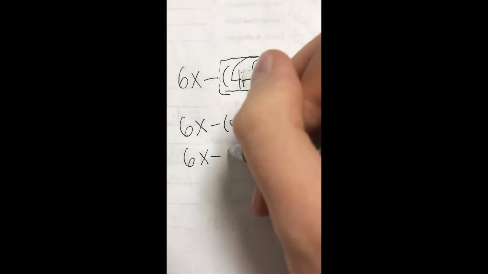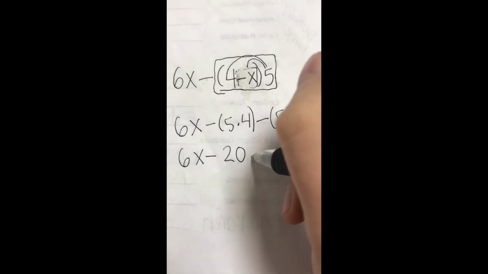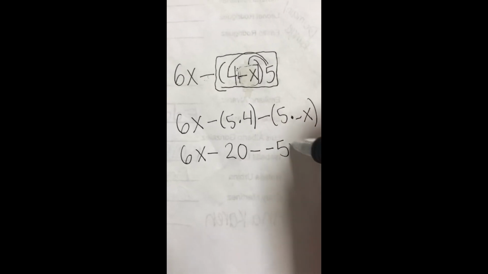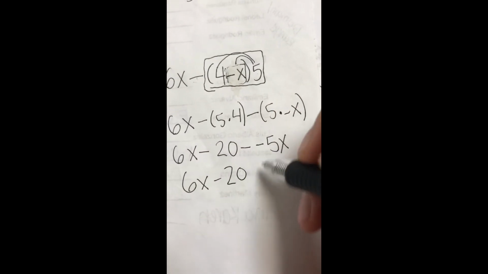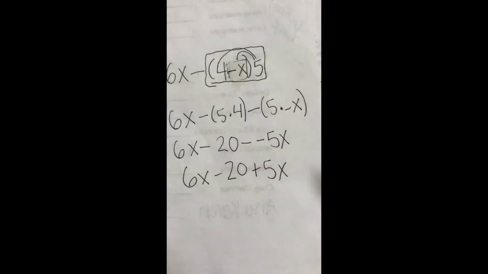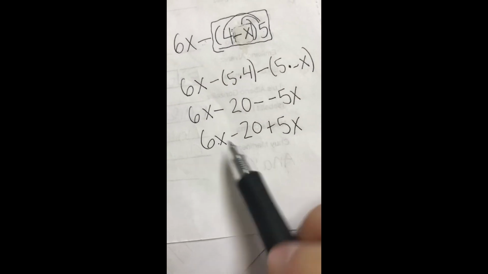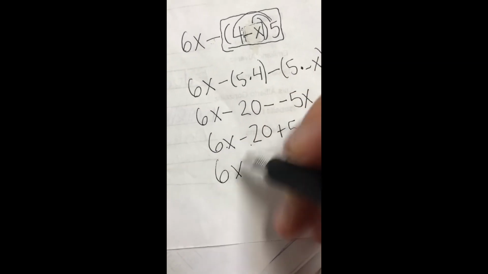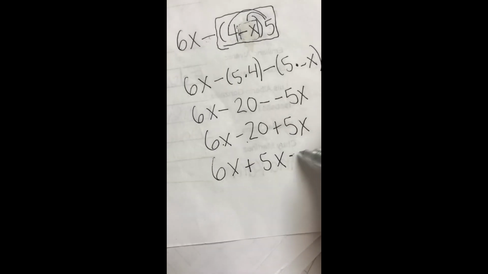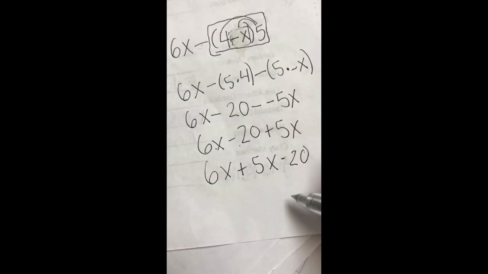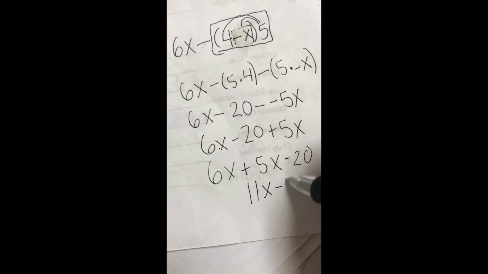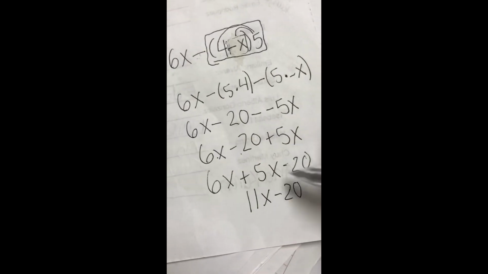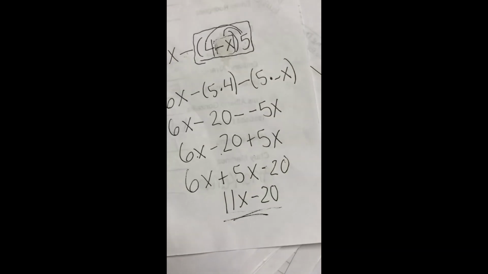Now I will simplify. 6x minus 5 times 4, 20. 5 times negative x, negative 5x. So I can make this addition, plus 5x. Then I'll combine 6x's minus 20 plus 5x's. So I can rearrange it like this, so my x's are next to each other. It makes it a little easier to see. 6x's plus 5x's, 11x minus 20. X's, no x's. I can't combine them, so that's my final answer.